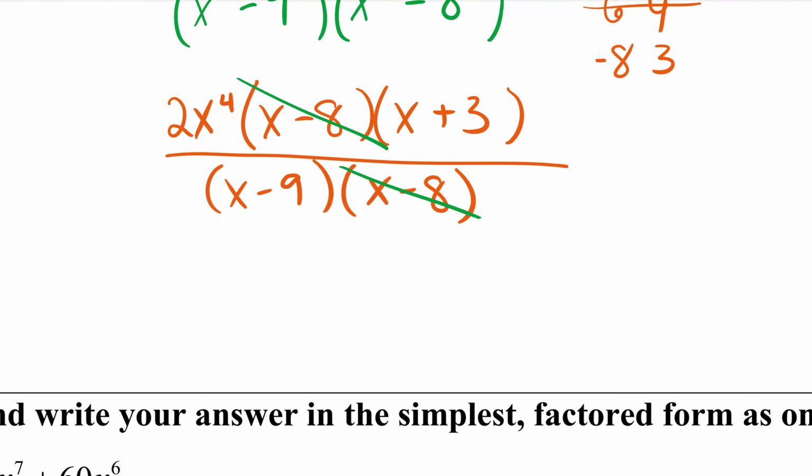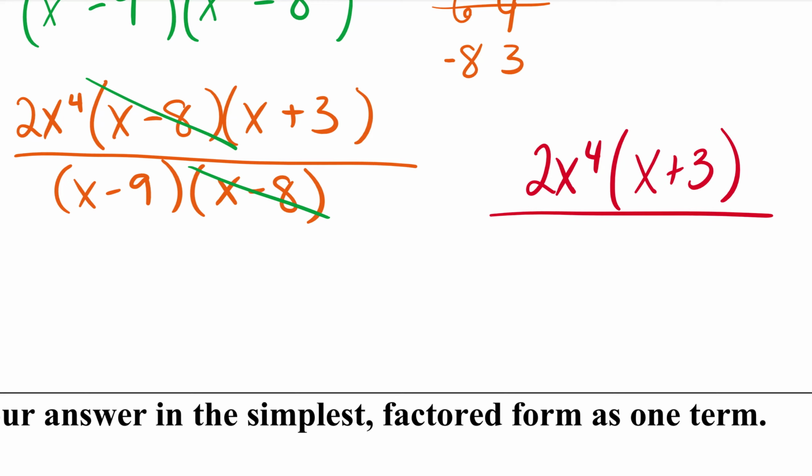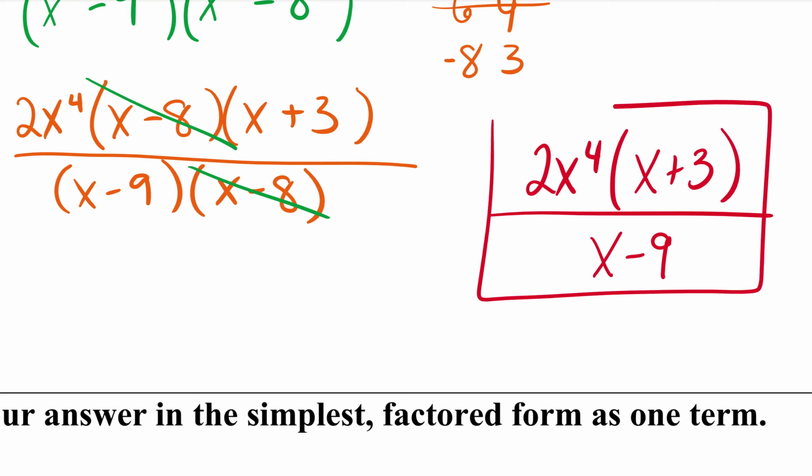My answer is just whatever's left, okay? So on the top, I have 2x to the fourth times x plus 3. On the bottom, I have x minus 9, and that's it. That is my full answer. So once you factor and you cross off the two that match, you just write everything that's left over. You don't have to do anything else.